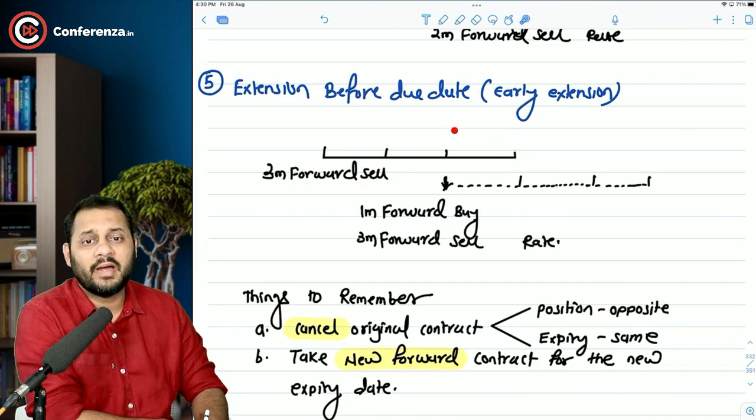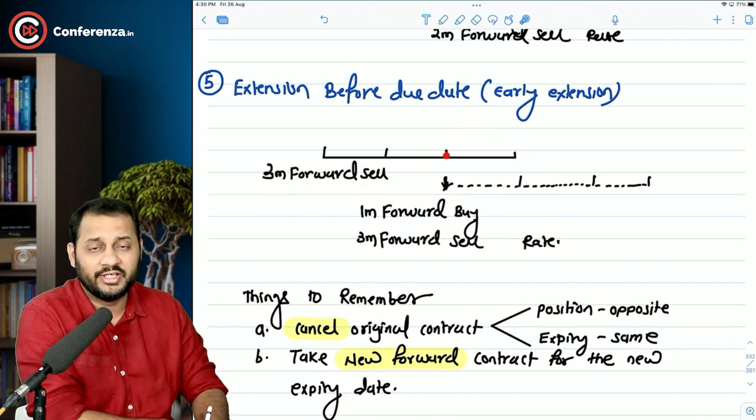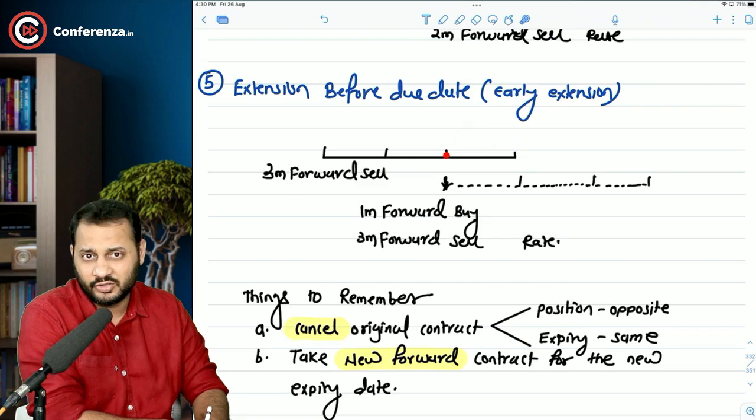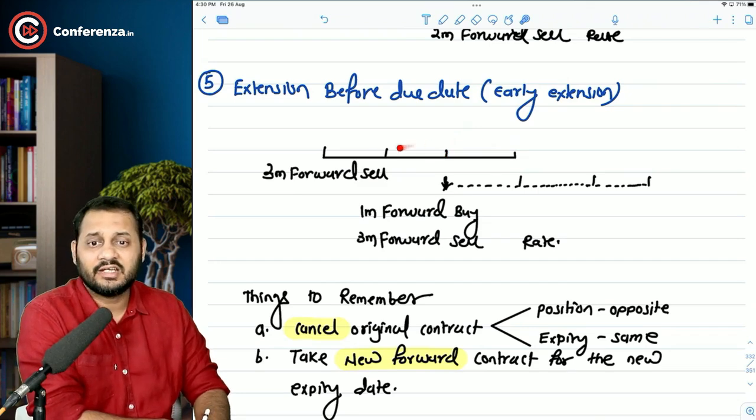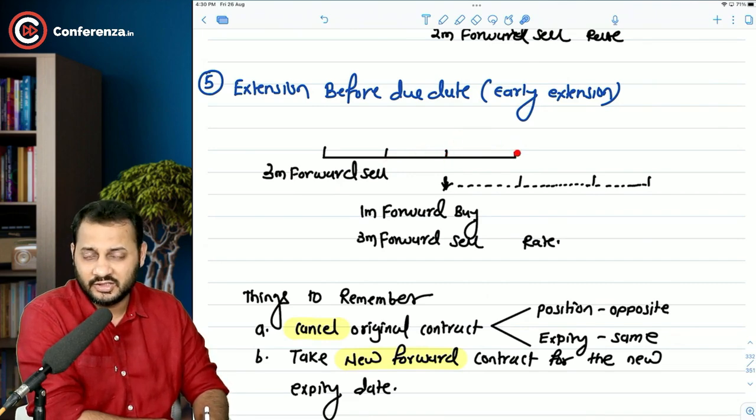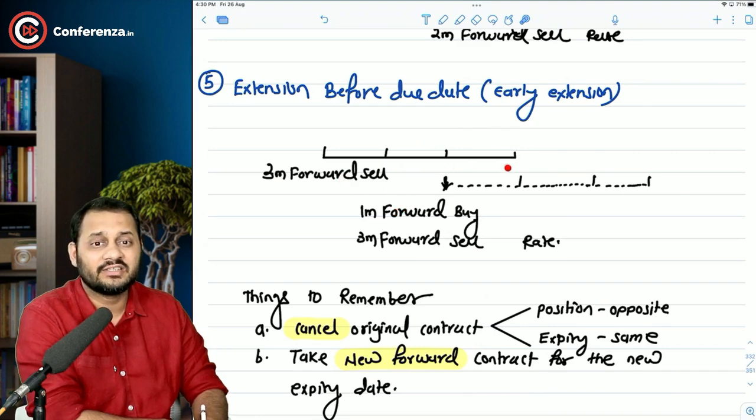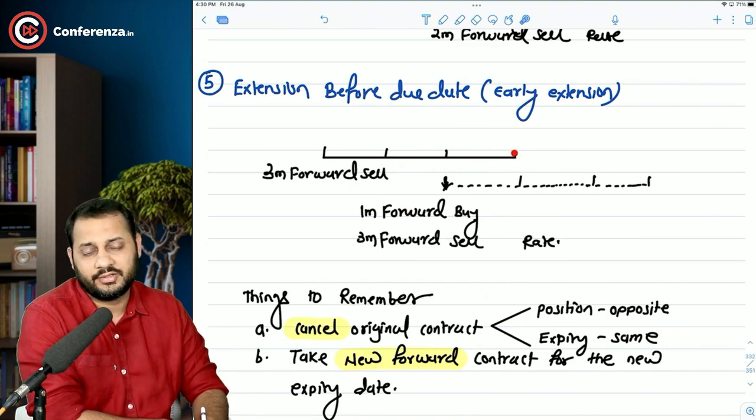And you are coming to the bank on this date, 1 month before the due date, to extend the contract. And extension says that cancel the original contract first. You can clearly see that from this date, 1 month is still left for the original due date. So we will take a buy position for the balance period of the original due date, and the balance period is still 1 month away. That's why forward rate. If it is 0 days away, we will take spot rate.